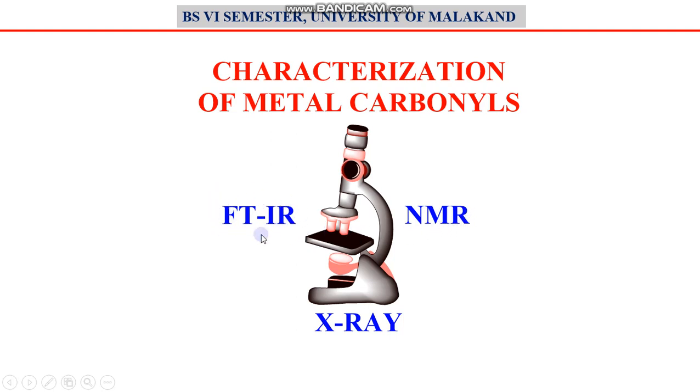FTIR is also limited in this case because it gives too complicated spectra whenever there is more than one product or compound. So if reactant, intermediate, and product are present in the same sample, and we determine the FTIR spectrum of that sample, then we are unable to identify whether this is the starting material, this is the intermediate, or this is the product. So in terms of reaction mechanism and reaction path, NMR is the more reliable technique.